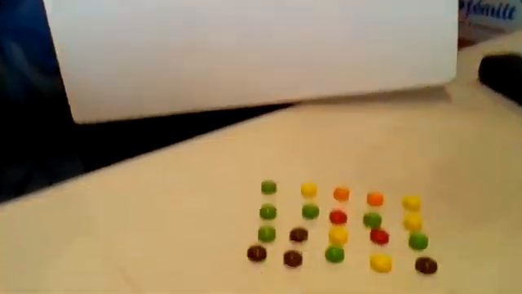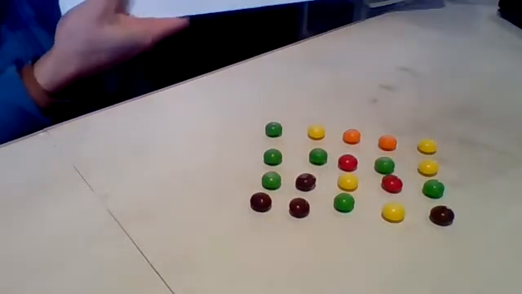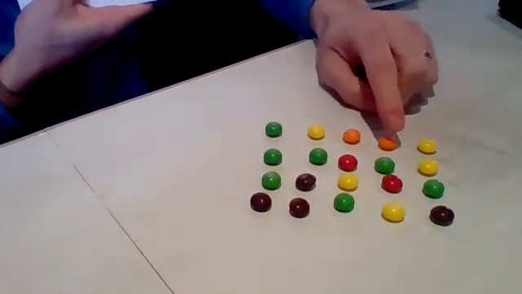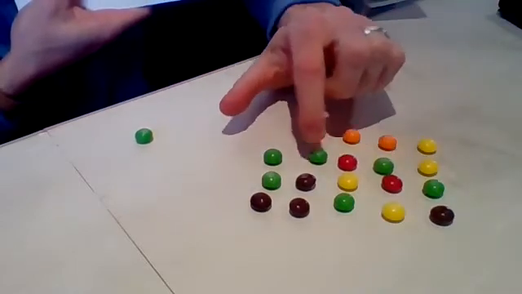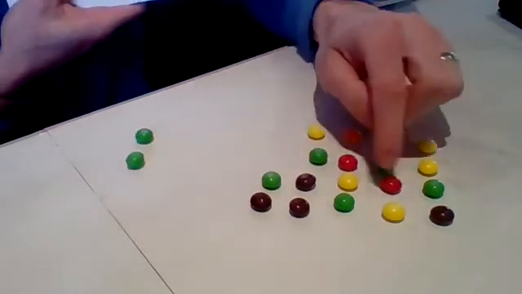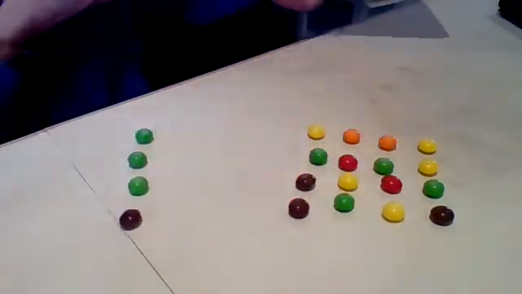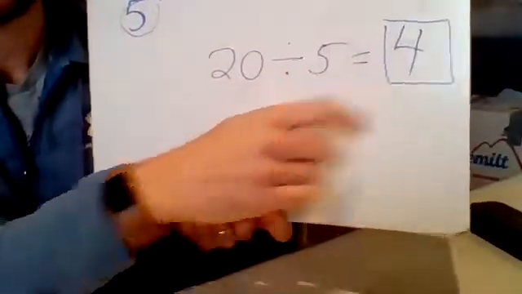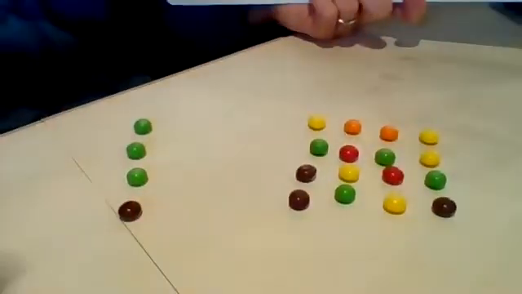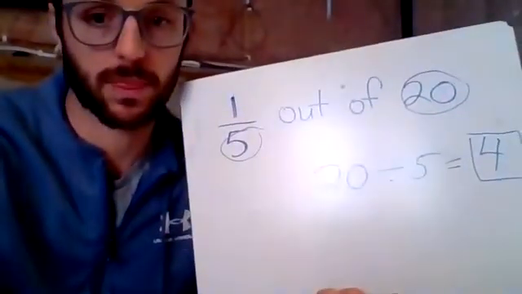Let's check it using the other way that we talked about. So let's put the camera back down onto the Skittles. We've asked for 1 out of every 5. So let's count 1, 2, 3, 4, 5. There's 1. 1, 2, 3, 4, 5. So 1/5 out of 20 Skittles we said was 4. We've checked it. Looks like we got 4 again. We must be right. Well done.